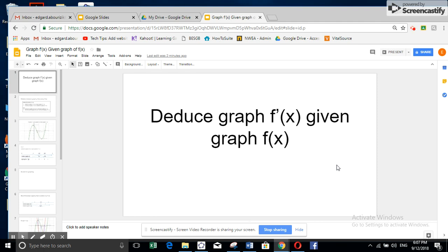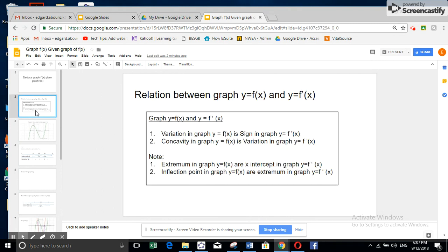Hi students, our lecture today is to deduce the graph of the derivative given the graph of f of x. This is the main objective. Let us start with the relation between the graph of y equal f of x and the graph of y equal f prime of x.